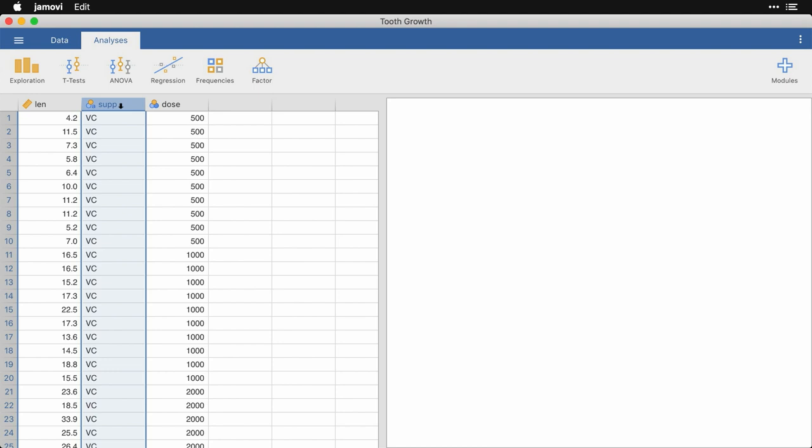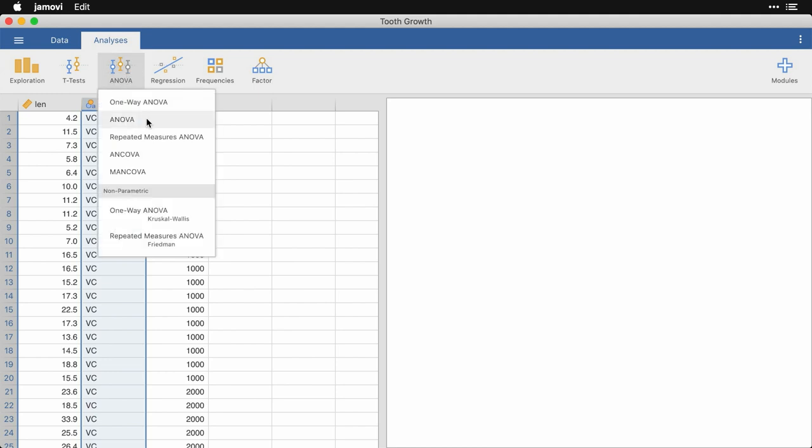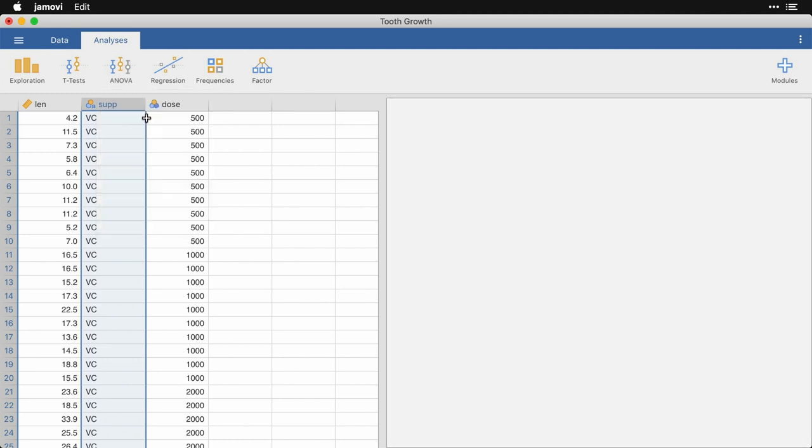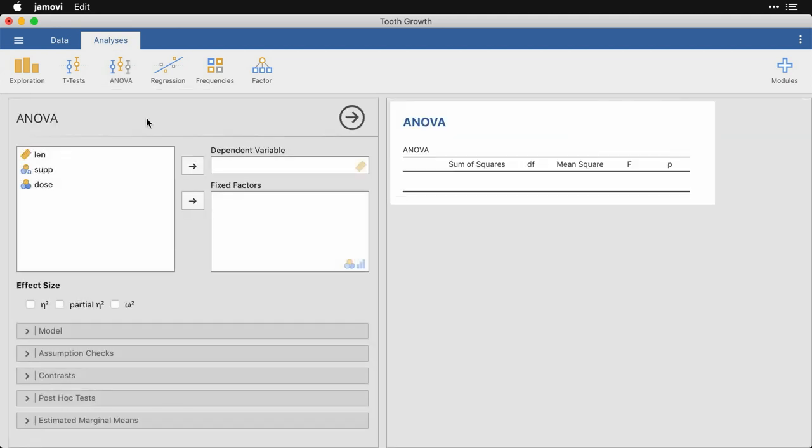The idea here is that vitamin C is good for tooth growth. So let's take a look at how these two factors each affect the length of tooth growth, along with the interaction between the two. To do this, we come up here to the ANOVA menu, and we're going to use this standard ANOVA dialog. The dependent variable is the outcome, the thing you're trying to predict or model, and that's len for length. The fixed factors are the two categorical or nominal variables that you use to predict the length. I'm going to shift-click both of these and put them over here.